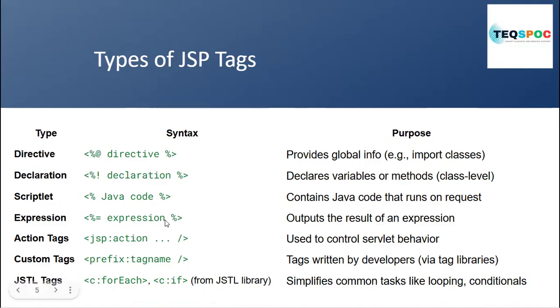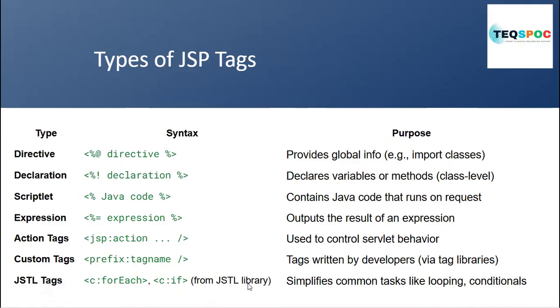In the expression tag, never terminate the expression with a semicolon. Only one statement is allowed, only one statement will be allowed for the expression tag. Similarly, we have the action tag, then custom tag, then JSTL tag. JSTL is advanced. So this is the thing.